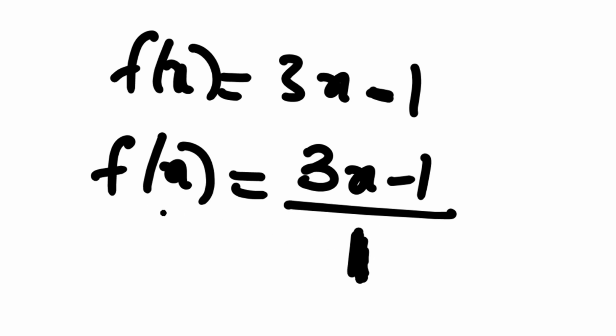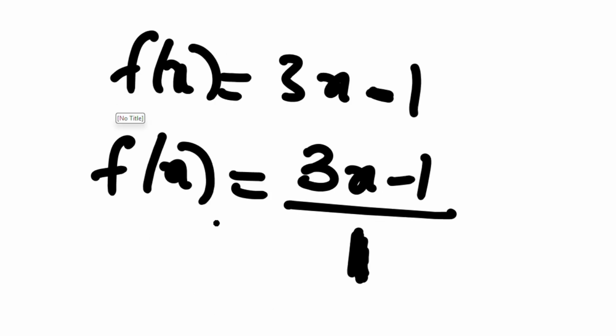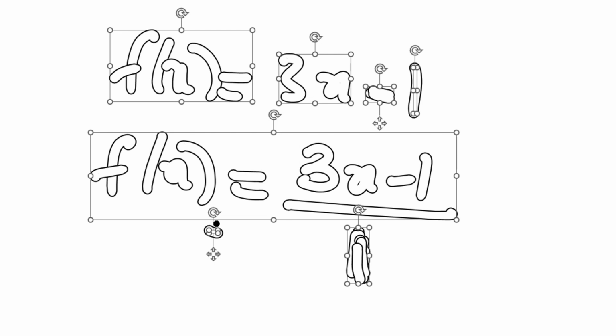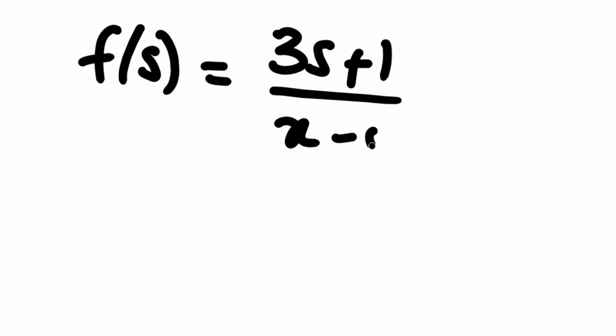But the context I'm putting it in for you is that you make sure the denominator has an expression of x, or an expression of the independent variable. Why am I saying independent variable altogether? Because I can give you a function like this: f of s is equal to 3s plus 1 all over x minus 5.